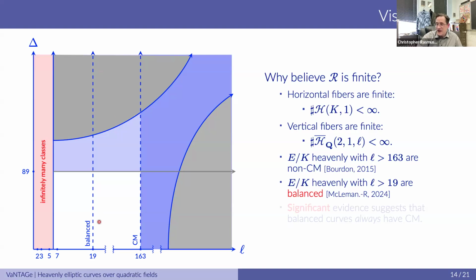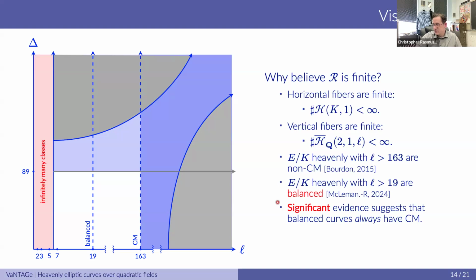Everything to the right of this first line marked balance has to be balanced, excuse me, and there's overwhelming circumstantial evidence to suggest that balanced requires complex multiplication. So I'll make that more precise in a moment, but of course, that makes this dark blue region very difficult to populate, because anything in this region, if it does turn out that balance does imply complex multiplication, has to simultaneously have potential CM and not have potential CM, which is of course impossible. And so if we could turn this evidence into a theorem, that would actually give us the strongest possible finiteness result where we let both L and K vary.